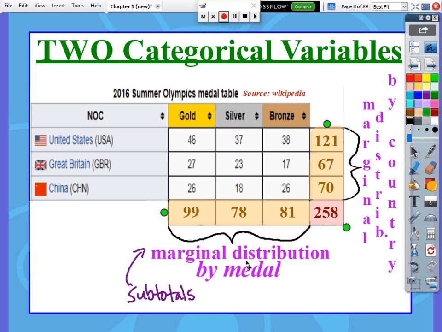So again, marginal distribution is whenever you really focus on one variable at a time. And since we're talking now about two categorical variables, there's two different types of marginal distributions to discuss. And we'll get more in depth in these later on.